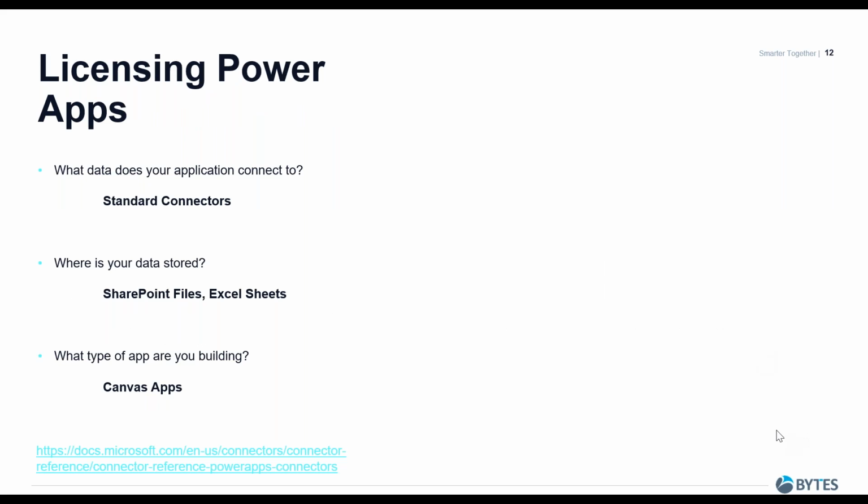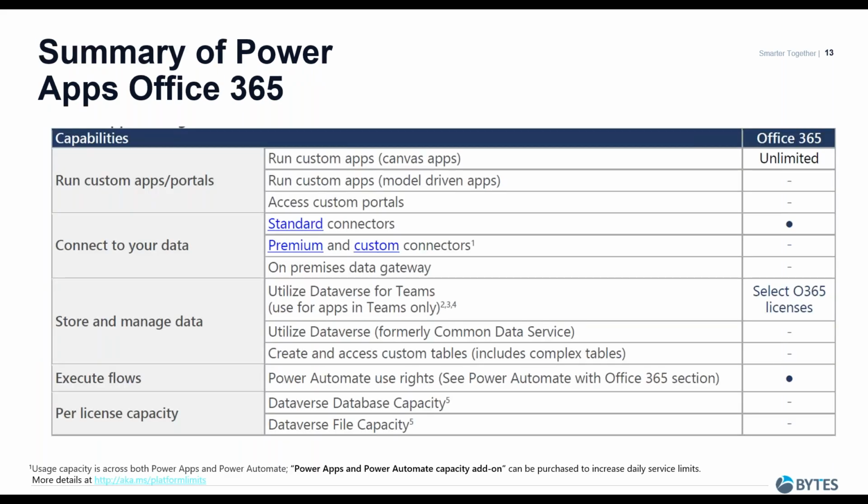Now, going back to my questions, if we have data that is only standard connectors, so things that link to 365 services, for example, we're only storing our data via SharePoint files or Excel sheets, and we're only using Canvas apps, then that's included in Office 365. So instead of having to license your users with Power Apps, your users licensed with 365 will be able to access those types of applications. And the only suite that does not include rights to Power Apps is Microsoft 365 F1. Everything else does give you access.